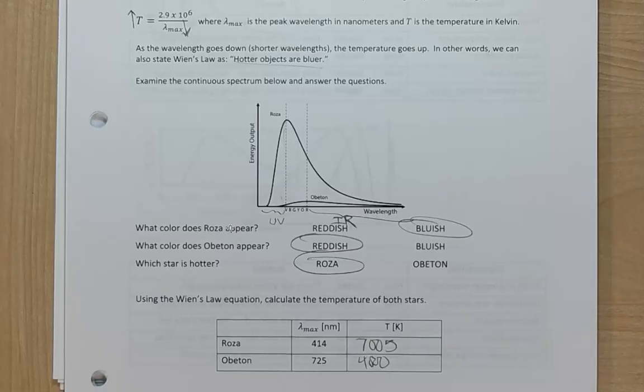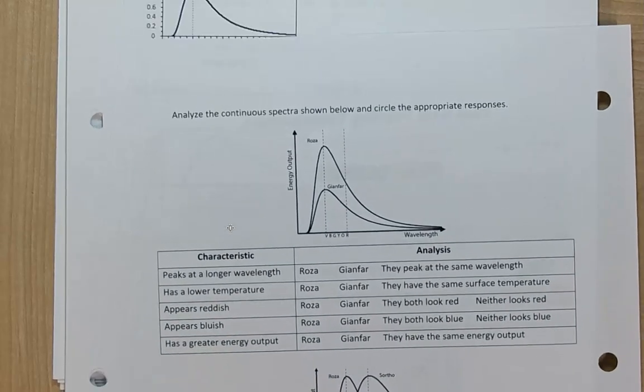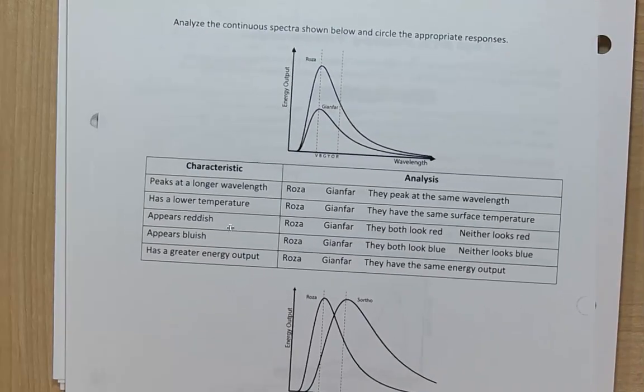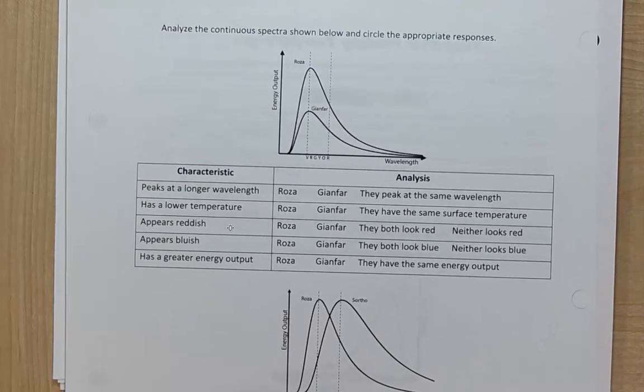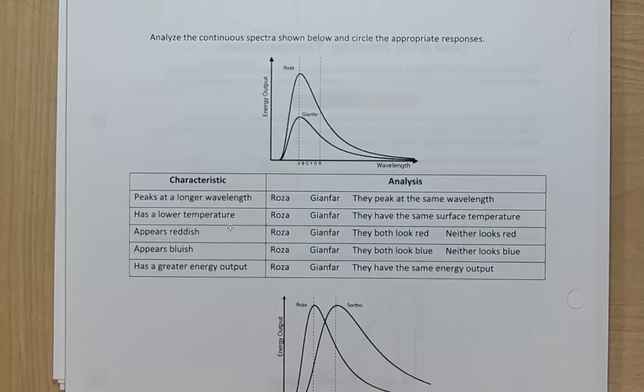Did this match our prediction? Which star did we think was hotter? Rosa. Which star did we calculate was hotter? Rosa. Okay, good. Always good when your math agrees with your prediction, with your expectation. Okay. So, how about talking about Rosa and Gianfar?